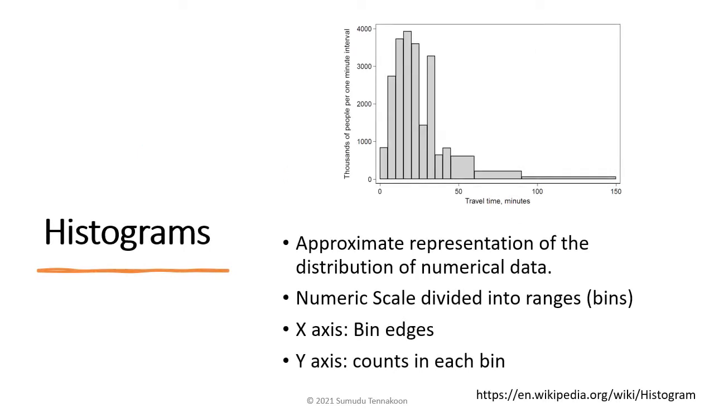Let's look at the histogram as a tool. You can perform univariate analysis on numeric columns. Histograms will allow you to approximately represent the distribution of numeric data. What the histogram does is the numeric scale is divided into ranges we call bins, the x-axis of the histogram has the bin edges, and the y-axis represents how many item counts are in each bin. We will get to know more detail about how we can generate histograms in Python, but this is the basic understanding of what a histogram is.